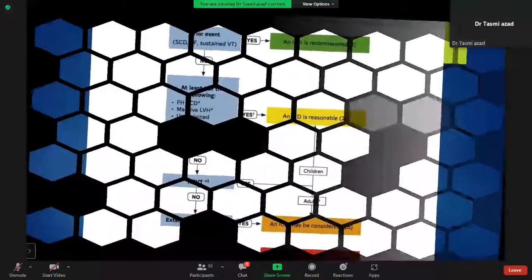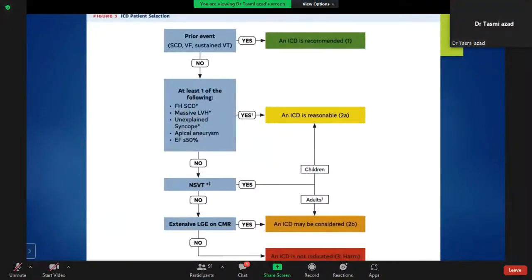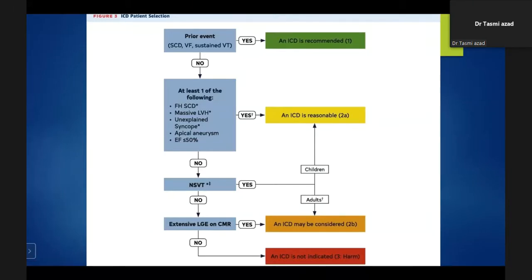This is a flow chart, which will show all of us for which patient we will select an ICD. If there is any prior event like sudden cardiac death or ventricular fibrillation or sustained VT in a patient with HCM, we will go for ICD.